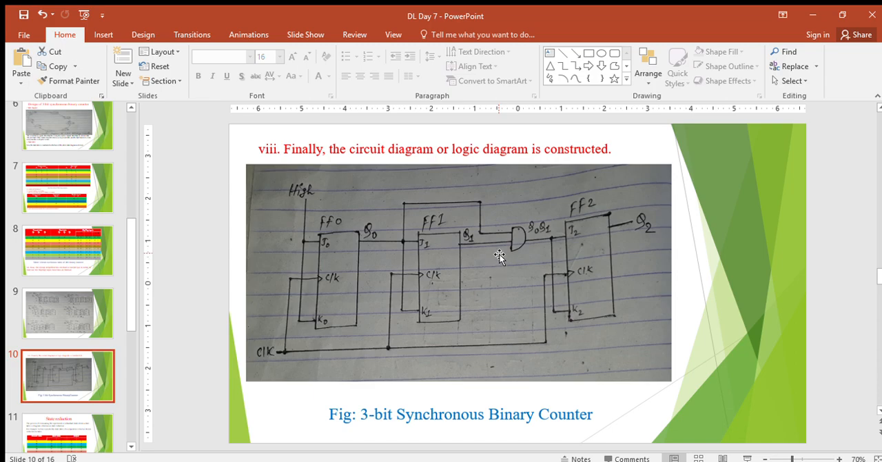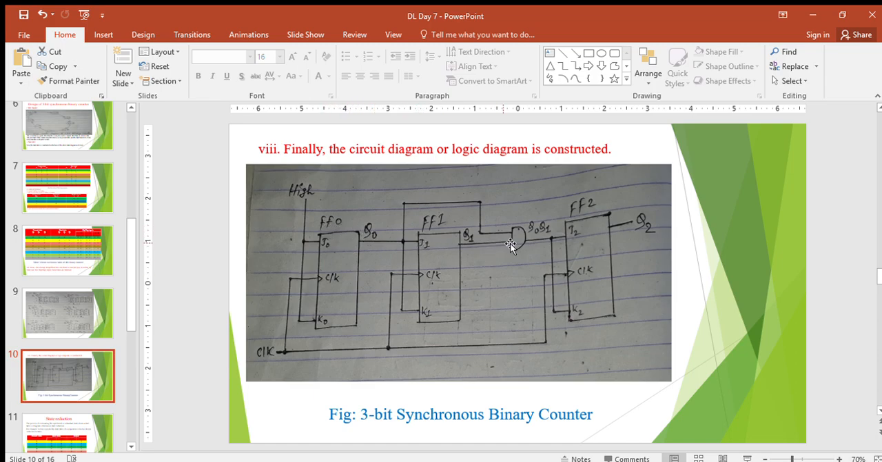You can see in the expression that J0 and K0 are getting the value 1, which is high, or you can write logic 1. Similarly, the J1 and K1 inputs of flip-flop FF1 are getting the input from the output of the first flip-flop, FF0, that is Q0.